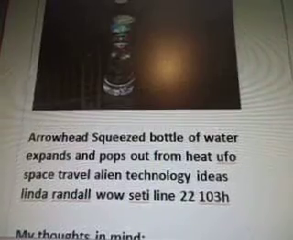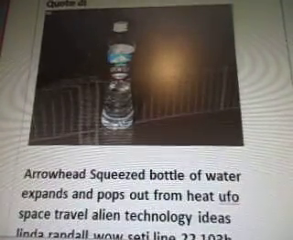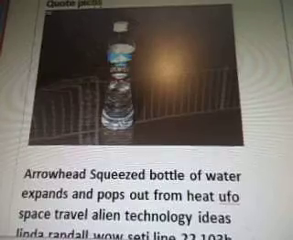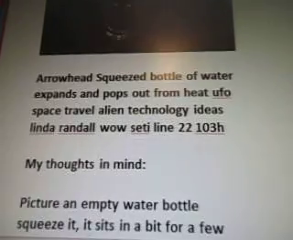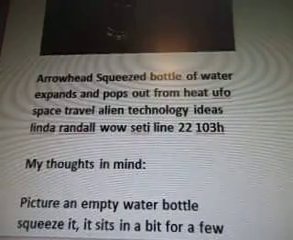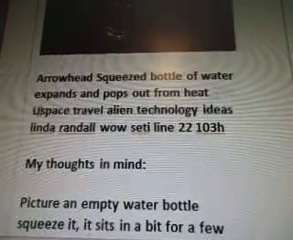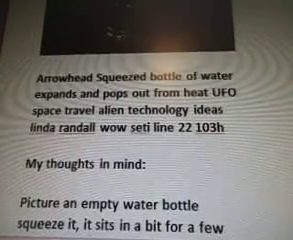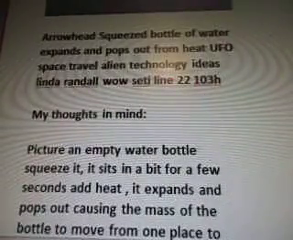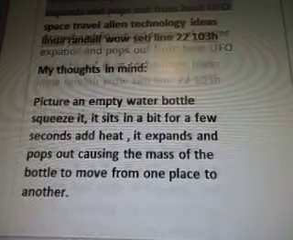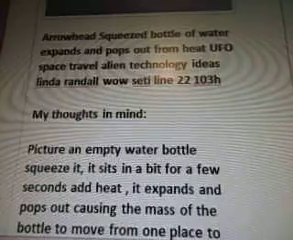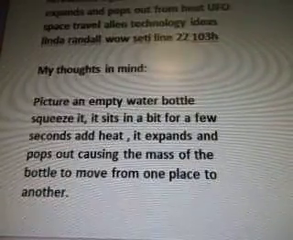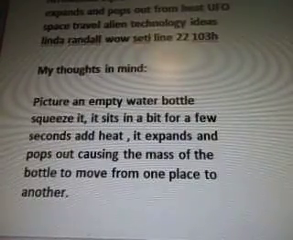So this is a quote from a blog. Sorry, quote, diagram, quote, picture from blog. Okay, so I got this picture here to show you what I mean by creating pressure. Arrowhead squeezed bottle of water expands and pops out from heat. UFO space travel, alien technology ideas, Linda Randall, Wow Seti, line 22, 103H. My thoughts, whenever I save a picture, I put my name as well as the data where it's from so that it links it to that website. That's how I do my keywords. So my thoughts and mine.